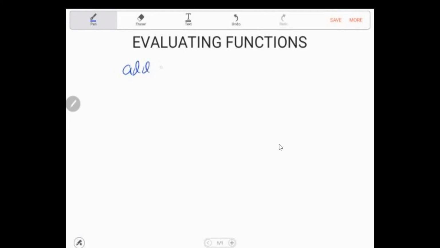Here's a function: add 3 to any number. If I give you the number 5, you're going to add 3 and you're going to get 8. That's an example of a really simple function.